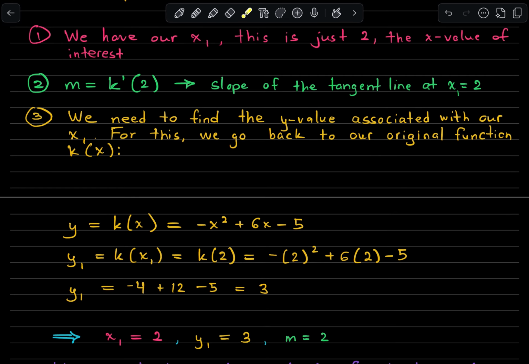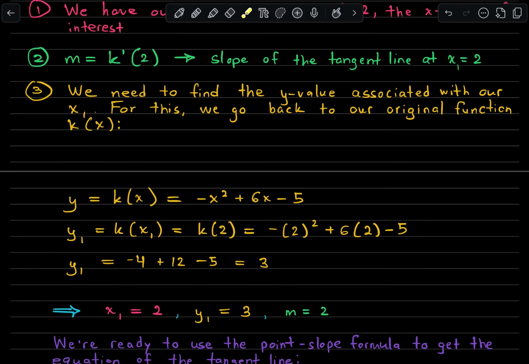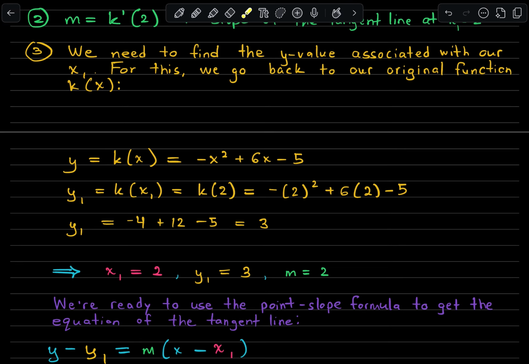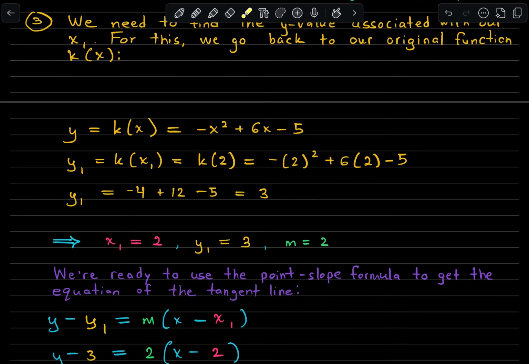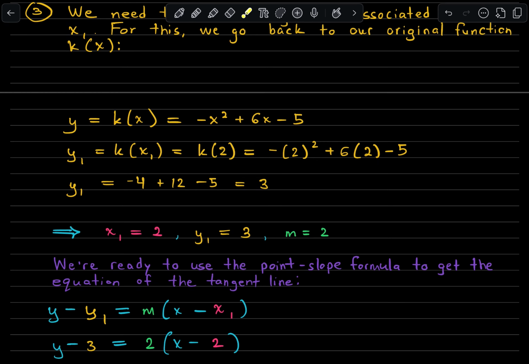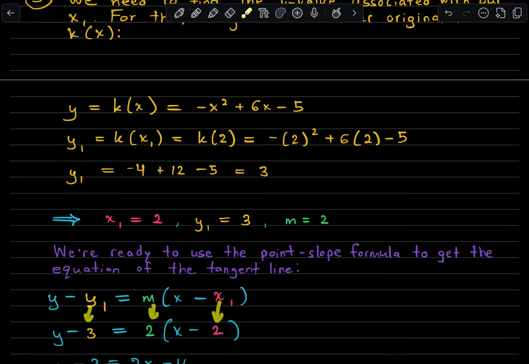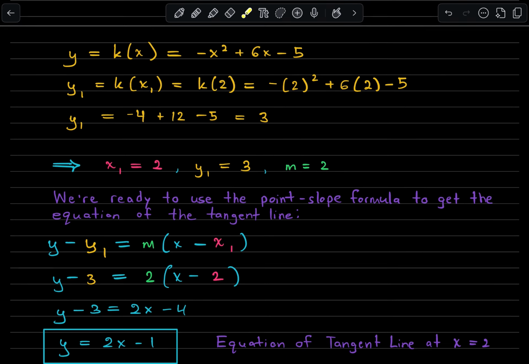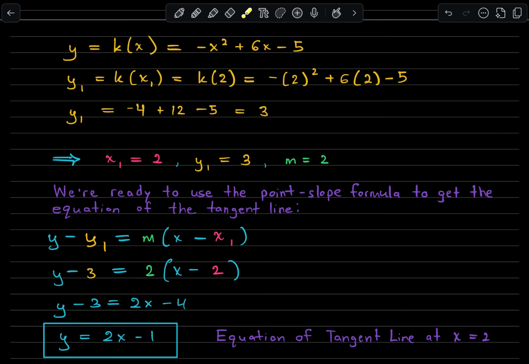Now let's go back to our point slope formula. We've got all of our components. x is equal to 2, y is equal to 3, and m is equal to 2. We substitute them in. y1 is 3, m is 2, x1 is 2. Go ahead and distribute and solve for y. You're going to get that y is equal to 2x minus 1. This is the equation of your tangent line when x is equal to 2.